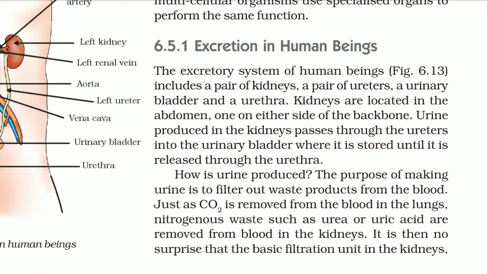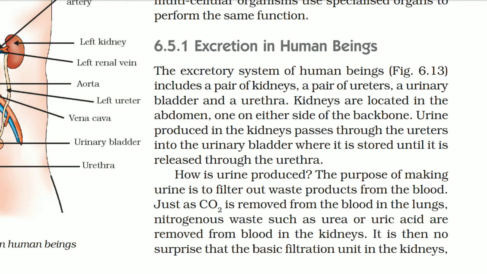Excretion in the human being. The excretory system of the human being includes a pair of kidneys, a pair of ureters, a urinary bladder, and a urethra. Kidneys are located in the abdomen, one on either side of the backbone. Urine produced in the kidney passes through the ureters into the urinary bladder, where it is stored until it is released through the urethra. Now we are going to study the kidney: the nephrons present in the kidney purify the blood and remove the waste material from the blood that has to be excreted from the body.